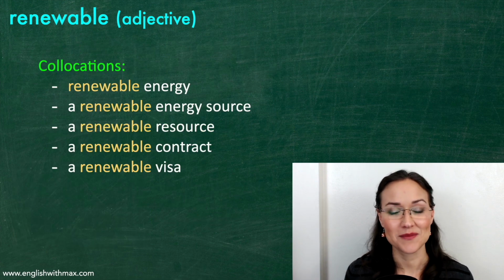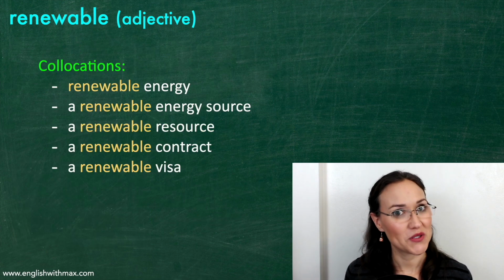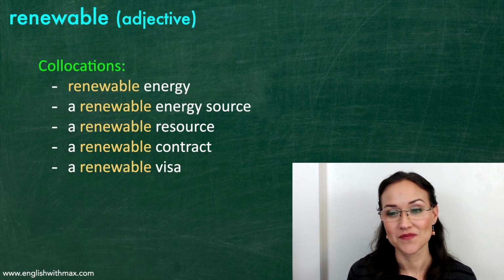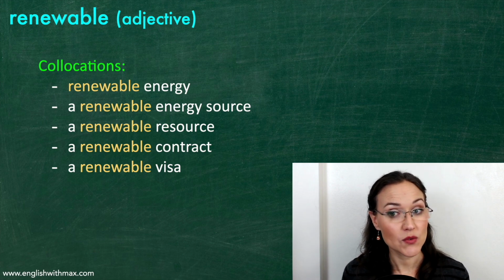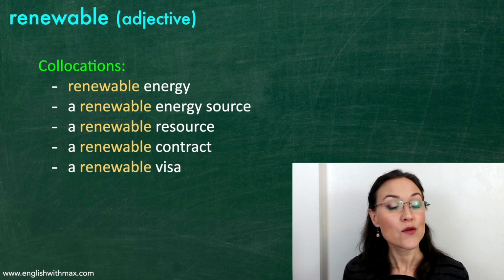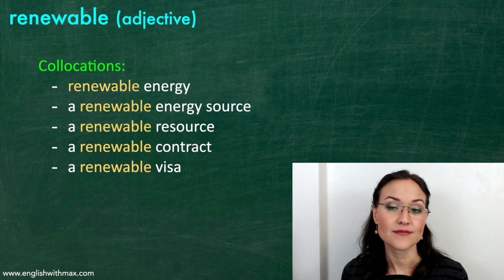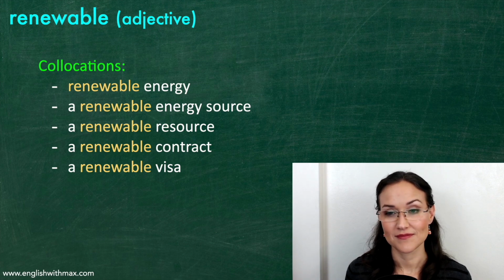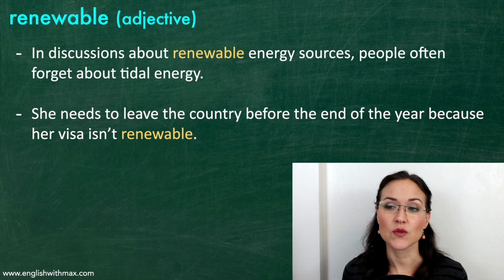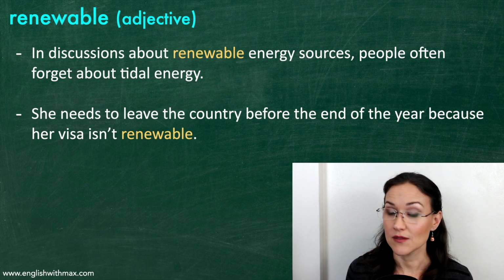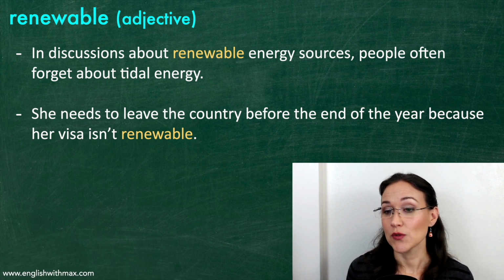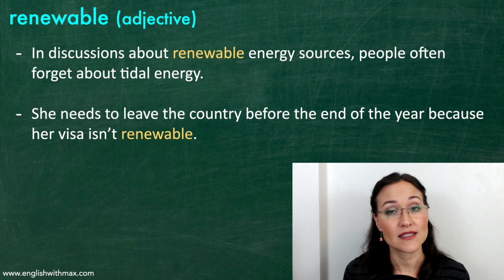And now some collocations. We have renewable energy, a renewable energy source, a renewable resource, a renewable contract, and a renewable visa. In discussions about renewable energy sources, people often forget about tidal energy. She needs to leave the country before the end of the year because her visa isn't renewable.